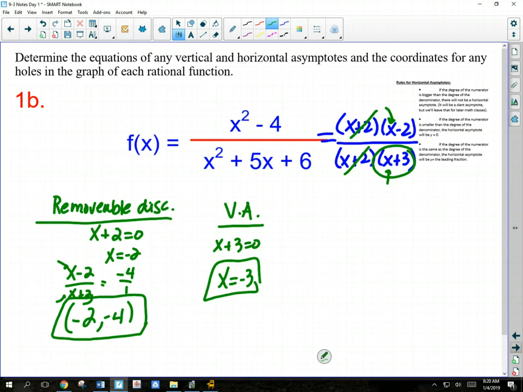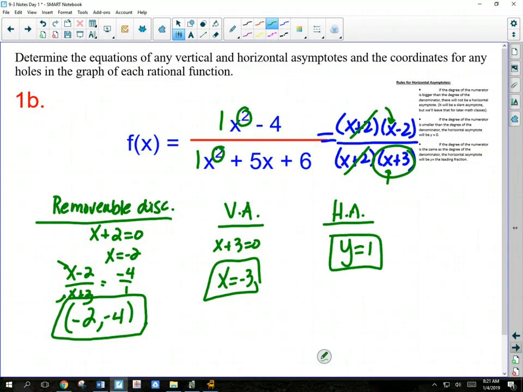Okay, horizontal asymptotes, again, come from the rules. So you're going to look at these exponents here. I have a 2 here and I have a 2 here. So the degree of my numerator is the same as the degree of my denominator. I will look at what coefficients are in front of them, which would be a 1 and a 1, and I make a fraction out of it. So 1 over 1 is 1. Okay, so I would just have y equals 1 right there. Okay, so that should get you started on this.